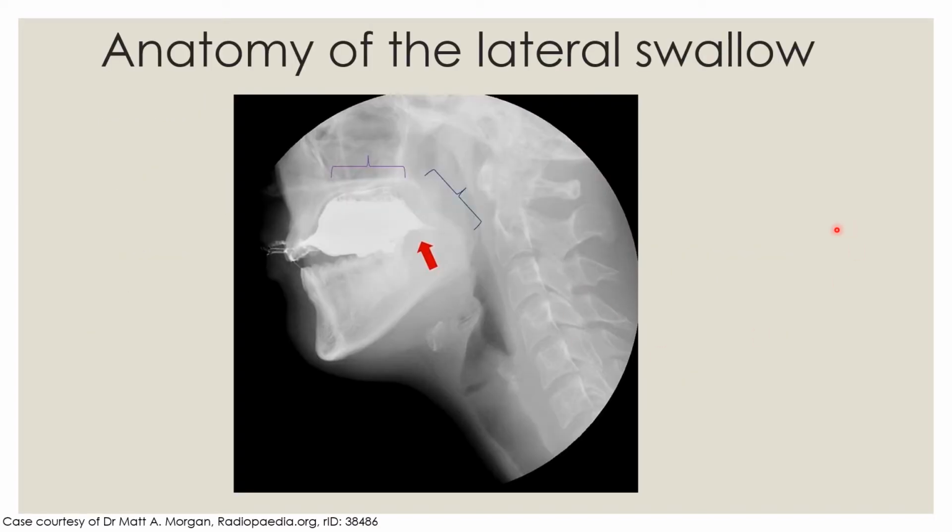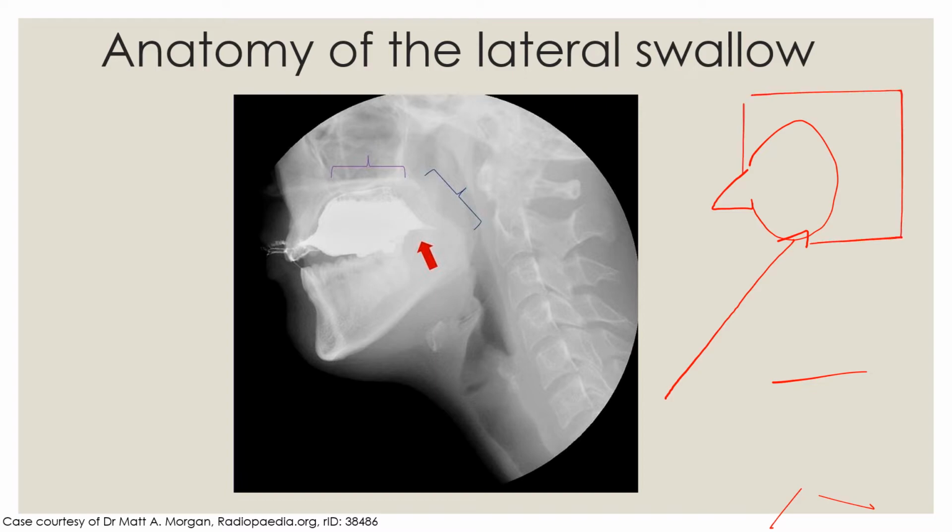So I will now be talking about the anatomy of the lateral swallow. What we can see here is a lateral view of the patient. So we are shining X-rays through the patient side on. If you imagine the patient standing here, we have X-rays shining through that way and being detected by a detector behind the patient.